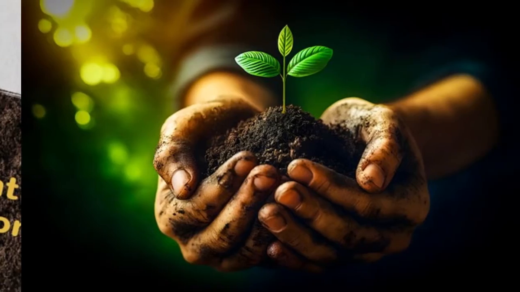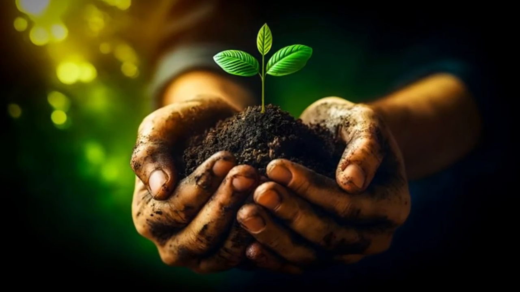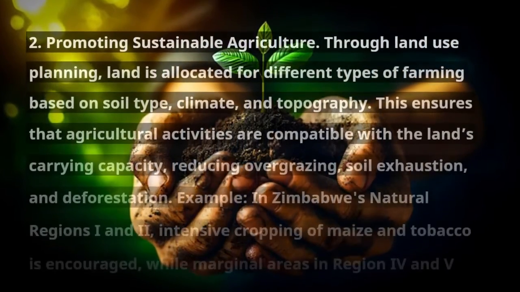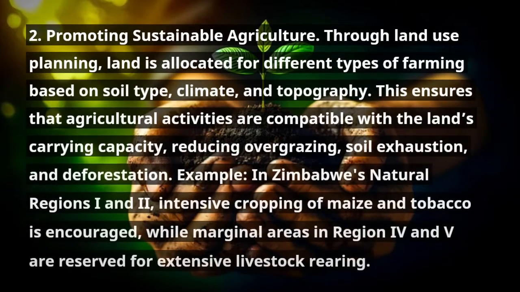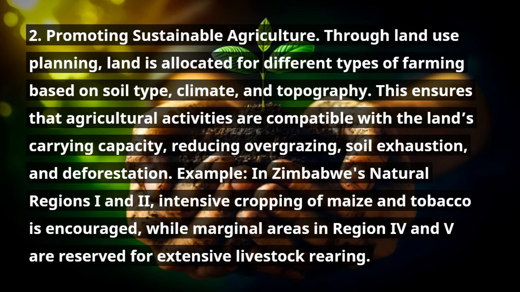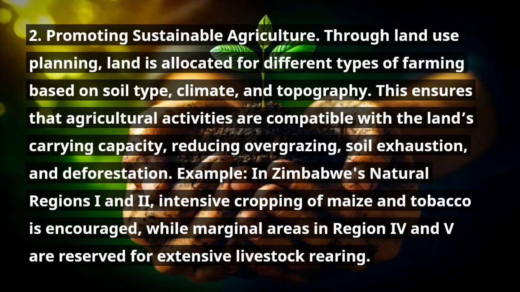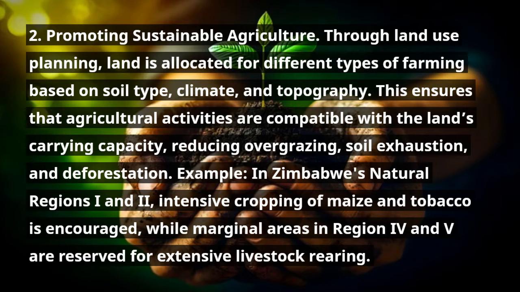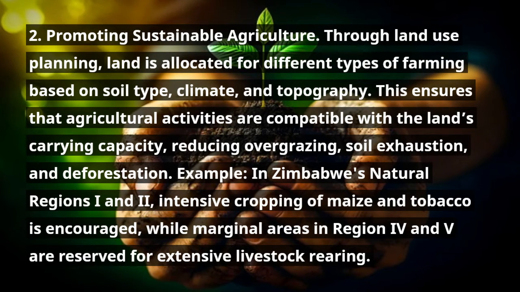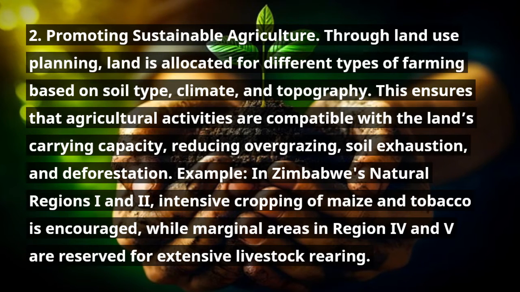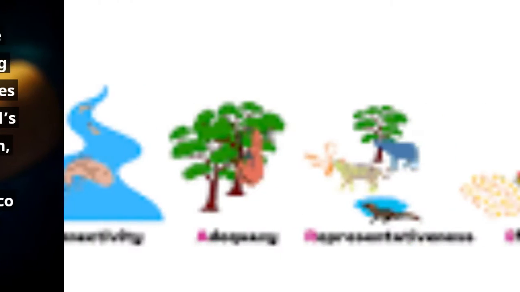and landslides. 2. Promoting sustainable agriculture. Through land use planning, land is allocated for different types of farming based on soil type, climate, and topography. This ensures that agricultural activities are compatible with the land's carrying capacity, reducing overgrazing, soil exhaustion, and deforestation. Example: in Zimbabwe's natural regions I and II, intensive cropping of maize and tobacco is encouraged, while marginal areas in Region 4 and V are reserved for extensive livestock rearing.